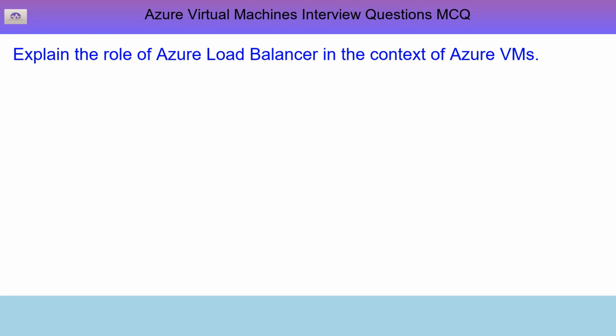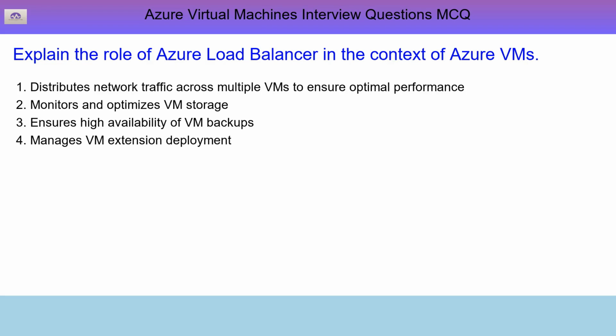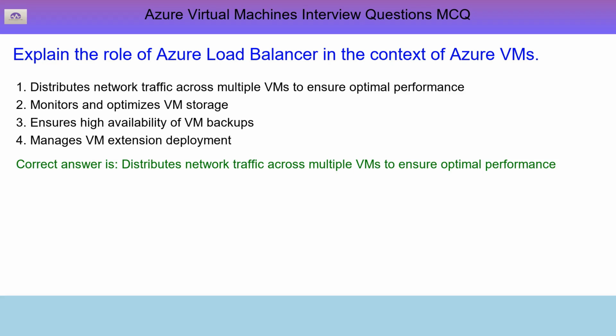Explain the role of Azure Load Balancer in the context of Azure VMs. Here are your options. 1. Distributes network traffic across multiple VMs to ensure optimal performance. 2. Monitors and optimizes VM storage. 3. Ensures high availability of VM backups. 4. Manages VM extension deployment. The correct answer is distributes network traffic across multiple VMs to ensure optimal performance.